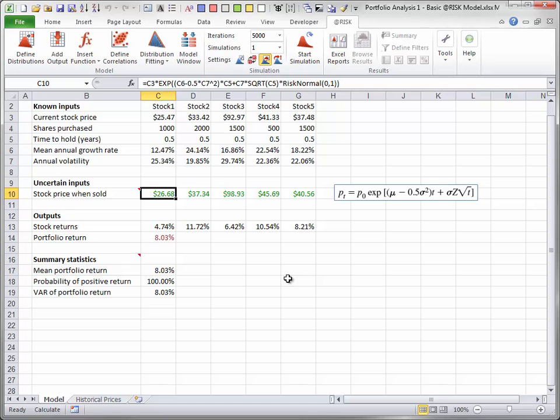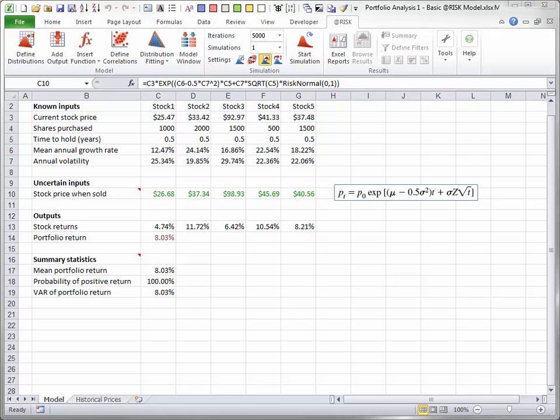Note that @RISK's dice button is toggled to static. So the stock prices shown here are those where the random z values are set to their mean, 0. With these values, you can see that the portfolio return is 8.03%. However, if it is toggled to random, the stock prices change randomly when you press the F9 key to recalculate. As you can see, the stock prices and the corresponding returns change rather dramatically because of the large volatilities.